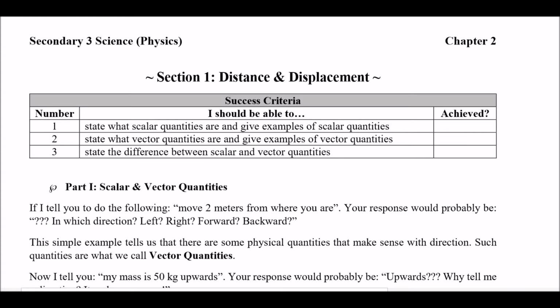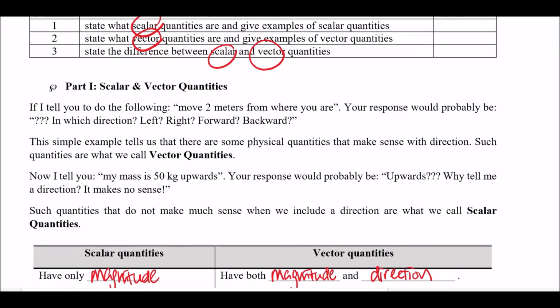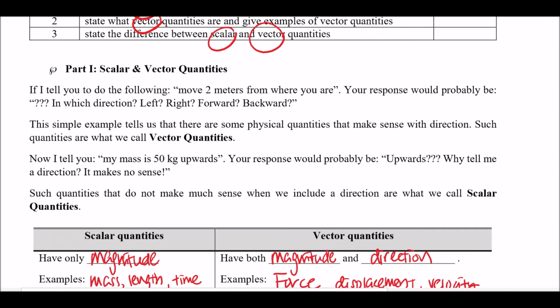At the end of this section, you should be able to tell me the meaning of scalar quantities and the meaning of vector quantities, and state the difference between these two quantities, scalar versus vector. So let's get right to it. Part 1, scalar versus vector.